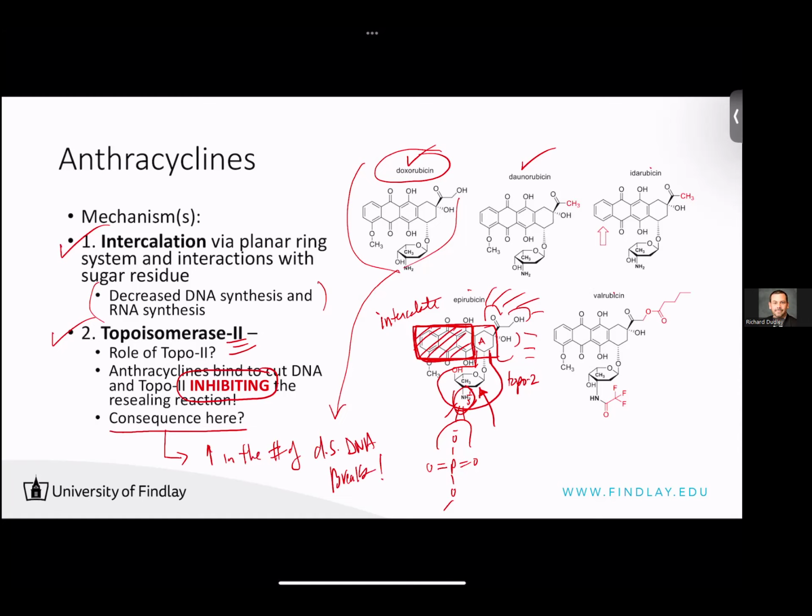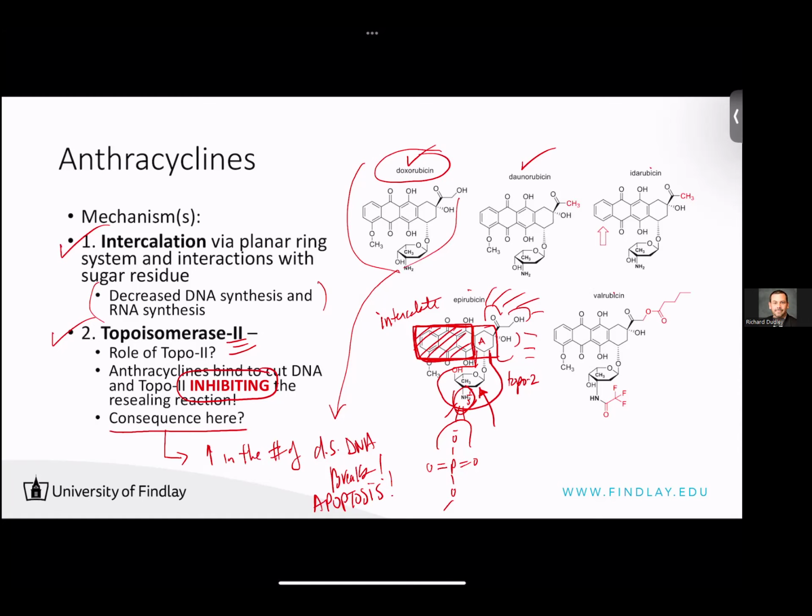And what do we think that's going to lead to? Well, hopefully the quantity of breaks that have been introduced overwhelms the cell's ability to repair those double-strand breaks. And what we like to see is apoptosis occurring, right? That's desirable.